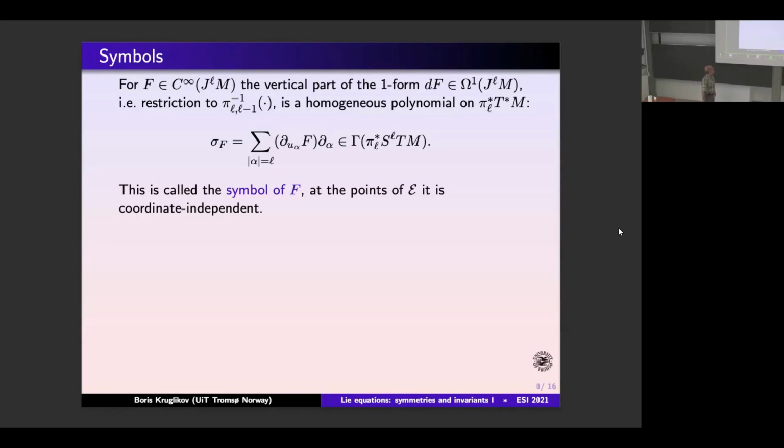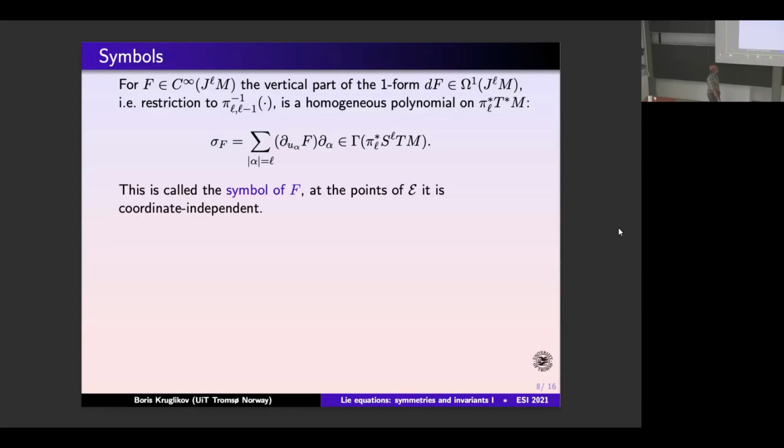Now that's the usual differential. Okay, what we do, we restrict this to the fiber of the projection from J^l to J^(l-1). If you remember, that's actually an affine space, so we know what it is. Because you take the tangent to the space, you actually can identify this with a proper vector space. So this thing is going to be a homogeneous polynomial on the cotangent space, homogeneous of degree l. I write this pi_l star to pull back the cotangent space to jets, but maybe I will omit it later because it becomes confusing if you write everything.